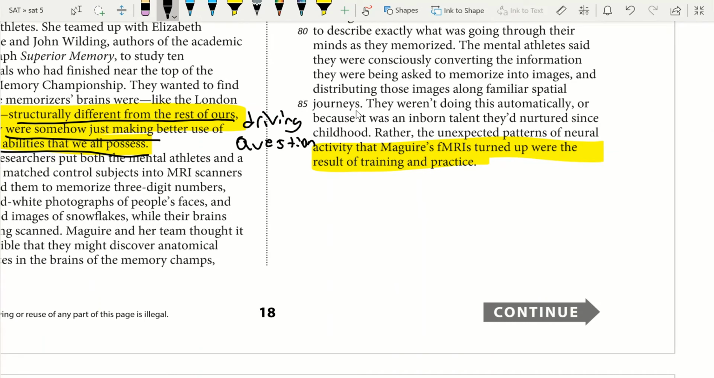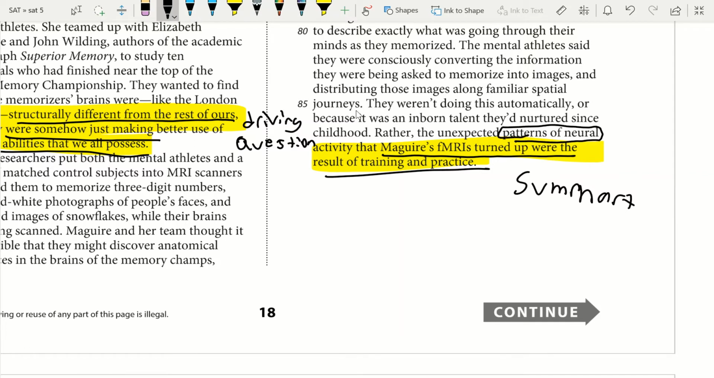Down here we've got McGuire's fMRIs turned up when they were the result of training and practice. This is important because it's really summarizing our passage, or not necessarily our full passage, but it's summarizing our findings, right? We found that McGuire's fMRIs showed that those changes and that neural activity that we see in those professional memorizers are the result of training and practice, not the result of them having a different brain structure. So that's really an important finding that's relating back to our driving question. Anytime I answer my driving question, I always want to highlight that.